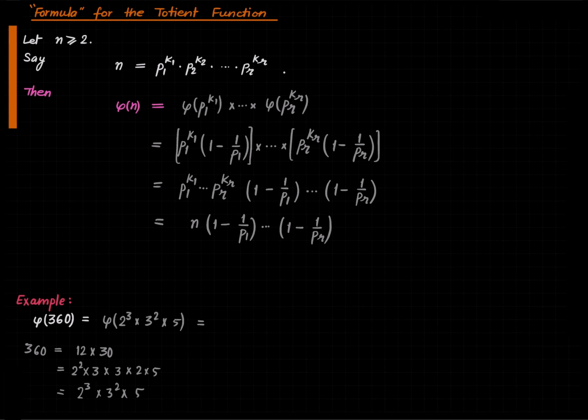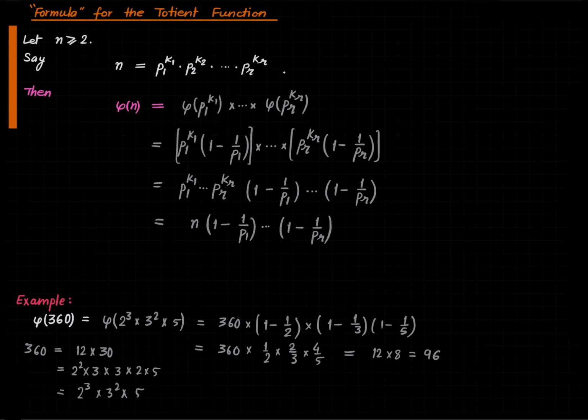this number, which is 360 times 1 minus 1 upon 2, 1 minus 1 upon 3, 1 minus 1 upon 5, which is equal to that, and hence this is the same as 12 into 8, which is 96. So it helps. For small numbers, you can quickly compute the prime factorization. So it helps even for some computational purposes.